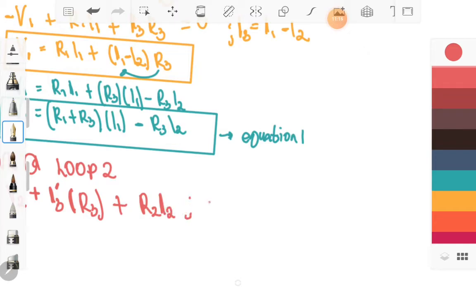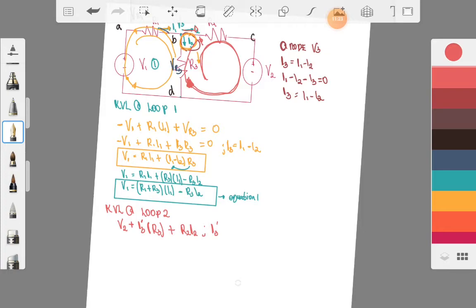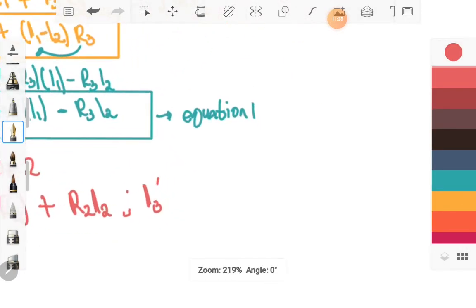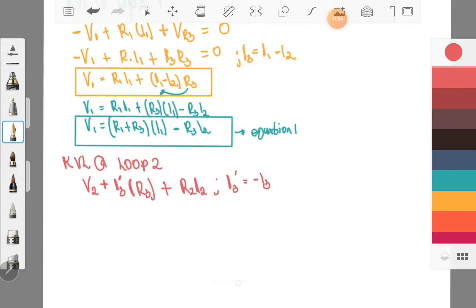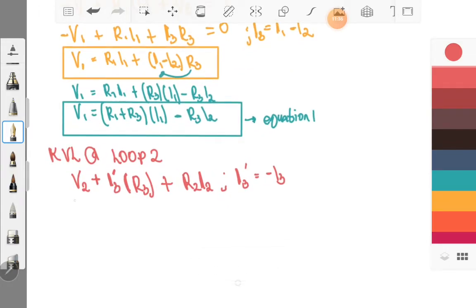But what is your I3 prime? As I have said, your I3 prime, yan yung current na sumalungat. Or the current in your loop na sumalungat, established current natin sa I3. Which is equal, so therefore, I will say that your I3 prime is equal to negative I3. Okay? So therefore, we have V2 plus negative I3 multiplied by R3.